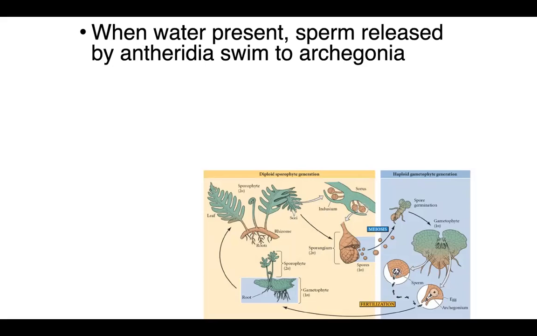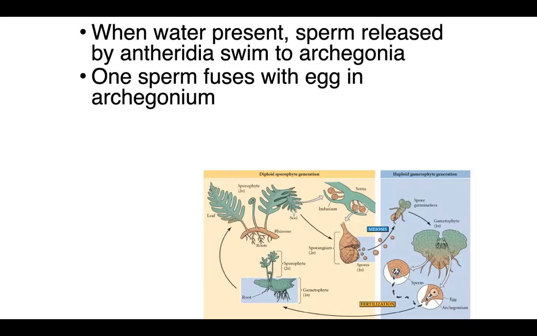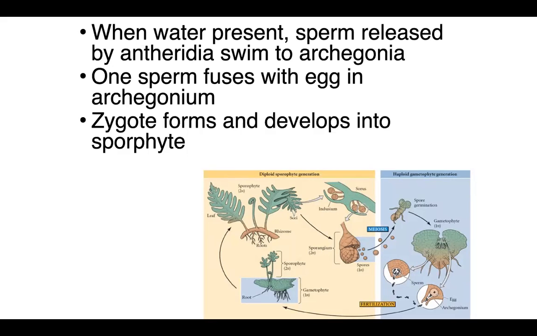Again, when water is present, the sperm are released by the antheridia. They swim to the archegonia, and one sperm will fuse with the egg in the archegonium. The zygote forms, develops into an embryo, which becomes the sporophyte. Everything is the same as moss.